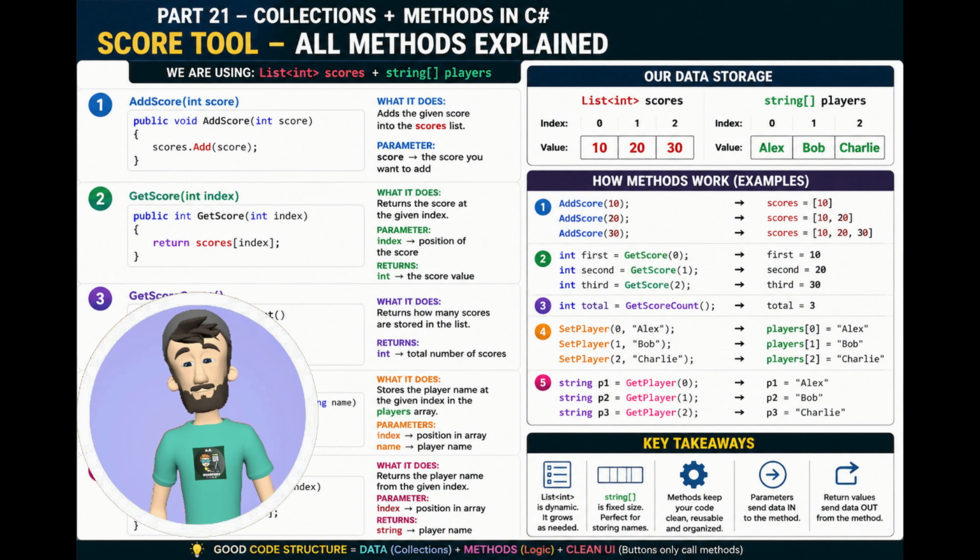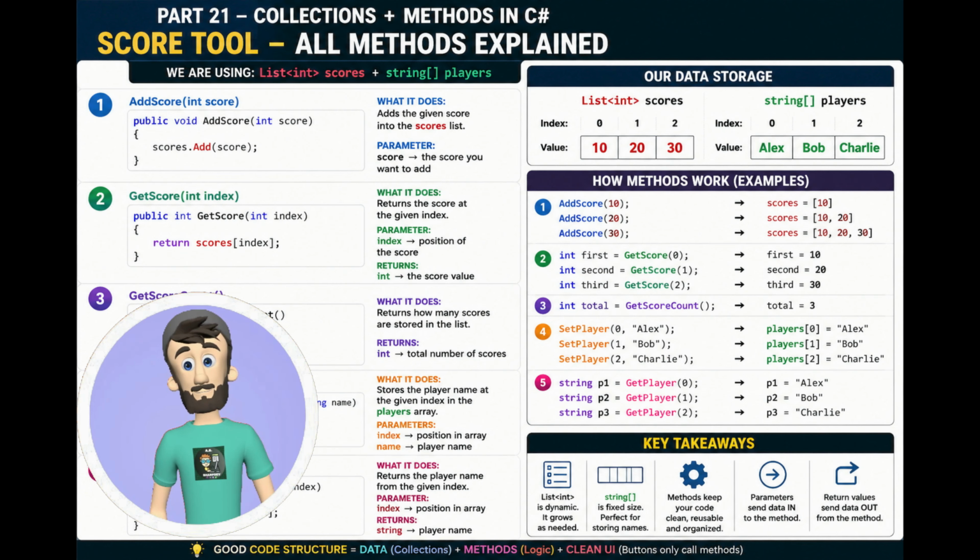Real structure. At the top, you can see our two data systems. On the left side, List<int> scores. And on the right side, string[] players. Both store multiple values. But they work differently. A list is dynamic. That means it grows while the program is running. You add more data, and the list automatically becomes bigger. That's why lists are used everywhere: game inventories, chat systems, shopping carts, databases. Even social media comments work similarly.